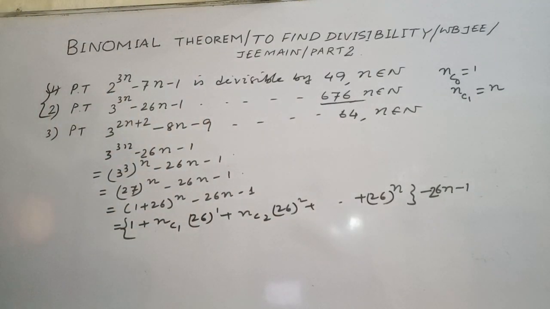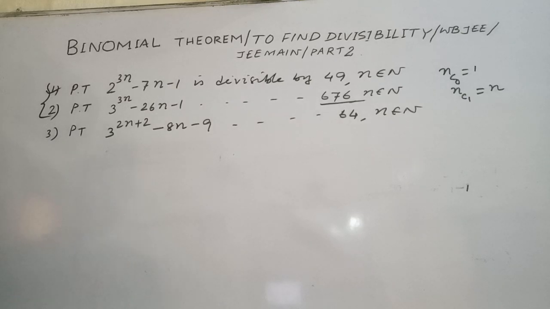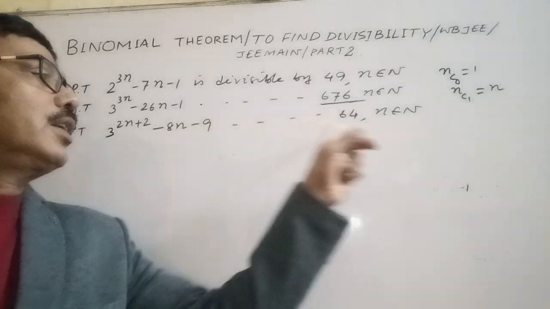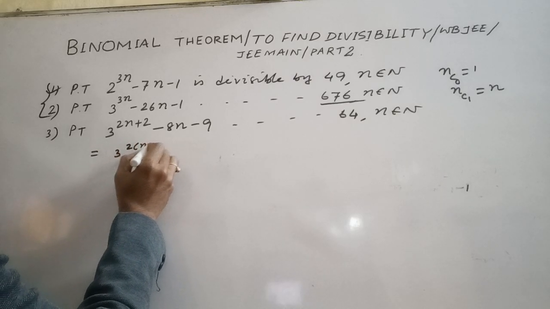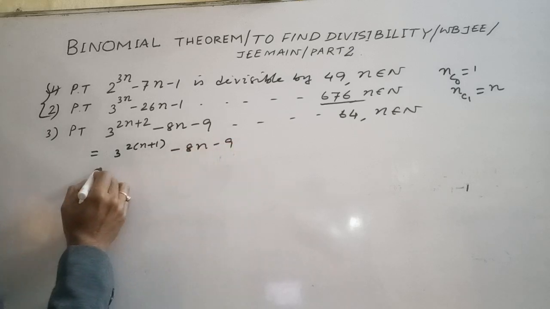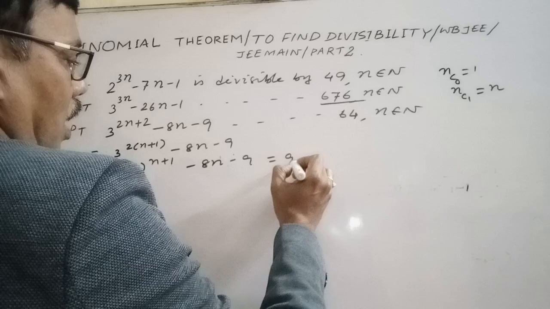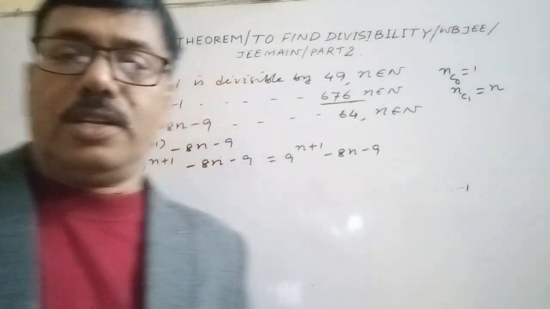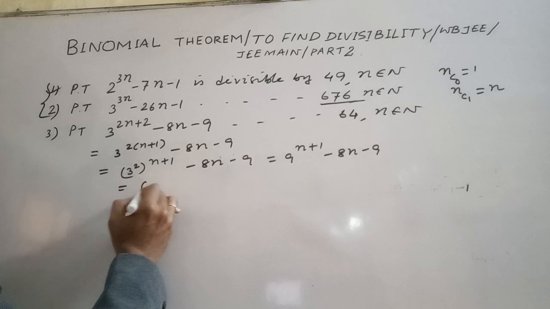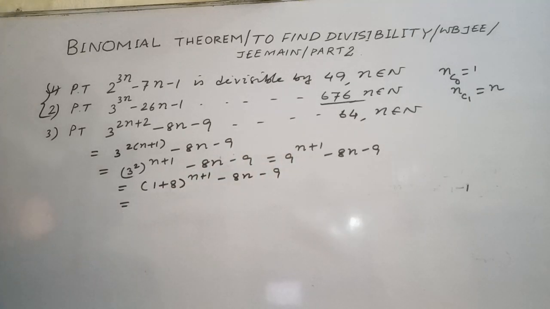Now problem number 3. 3 to the power 2n plus 2 minus 8n minus 9 is divisible by 64. So this equals 3 to the power 2 into n plus 1 minus 8n minus 9. So 3 squared to the power, so 9 to the power n plus 1 minus 8n minus 9. So this is 8, 1 plus 8. So this is our main aim. So 1 plus 8 whole to the power n plus 1 minus 8n minus 9. As earlier, here n is replaced by n plus 1.